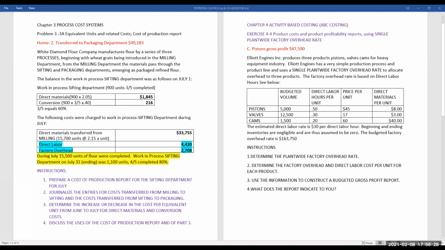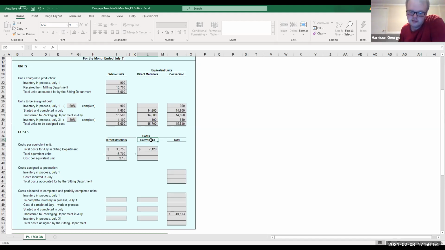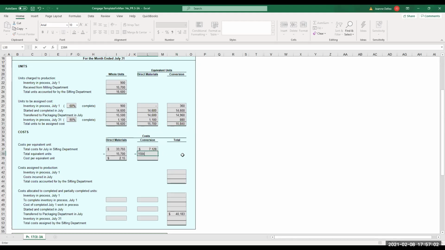So I'm going to do a new share and come back to the sheet. So we're going to put 7128 in this total cost conversion. And then the total equivalent units we're going to get. Now this is conversion, right? Does everybody see how it says conversion? What does this say, scholars? Conversion. Yeah. So guess what? I'm going to use this number, the one I computed. I'm going to put that right down here, right? I'm going to put this number here.